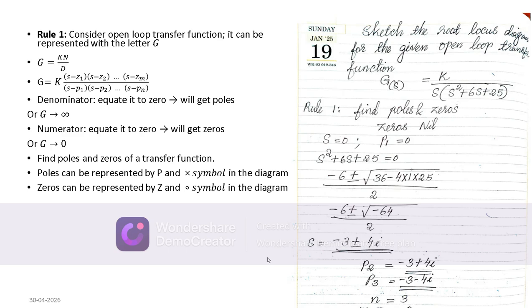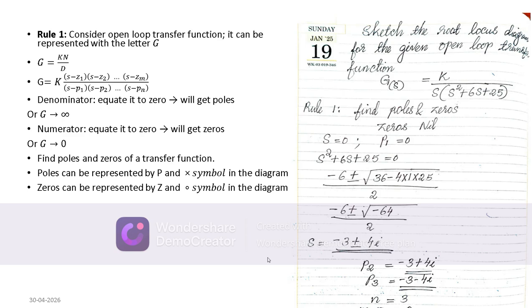So coming to step number one. The first step is to write the open loop transfer function. In order to write it, it is very simple. It is the product of all the transfer functions in the block diagram. If you are considering the process, measuring element, controller and final control element, the overall transfer function is the product of the transfer functions of the individual units. We can represent it with the letter G.